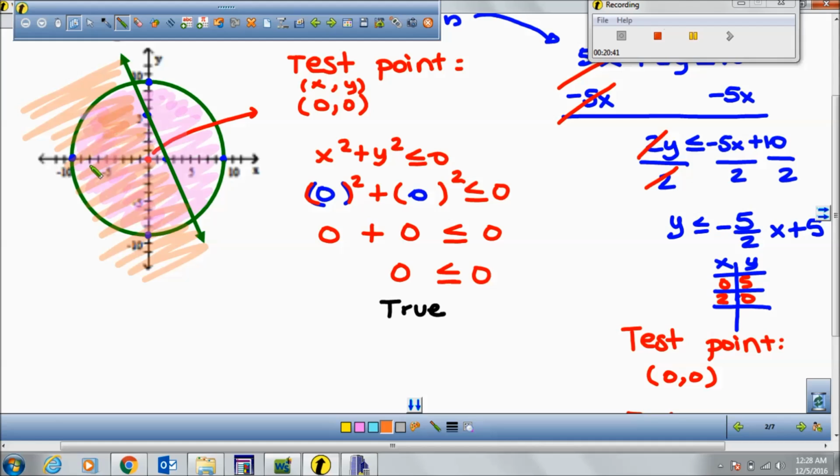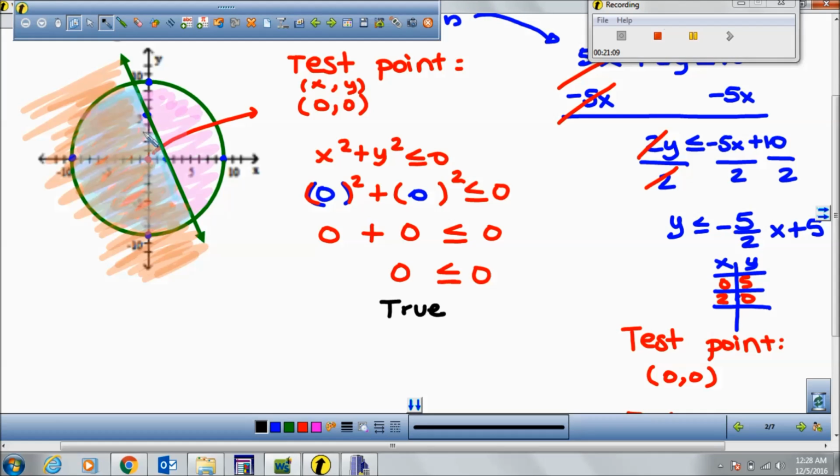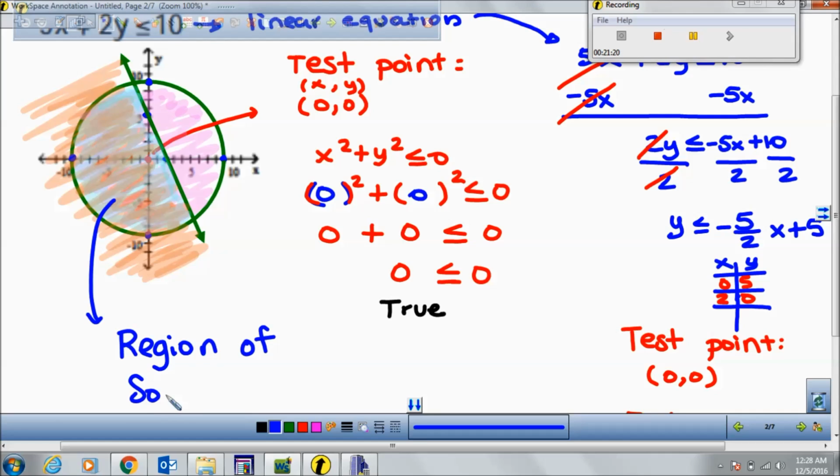So we're going to be shading all this. Do you see where the two different colors meet? They're meeting right here, where I'm coloring in light blue. That's where the two of them are meeting. A piece of the circle divided by this line. So the area that I shaded in light green, that's the actual solution. So I'm going to put here region of solution.